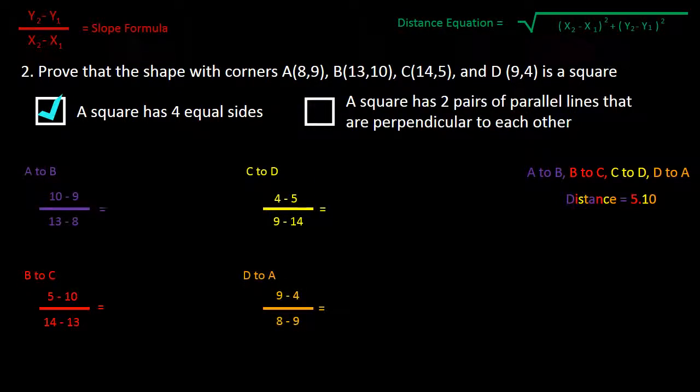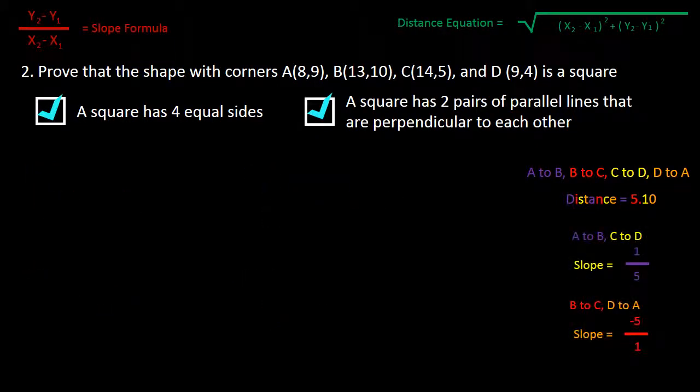Using the slope formula, y2 minus y1 over x2 minus x1, we can easily find the slope between any 2 given coordinates. We can observe that line AB and line CD are parallel, as well as line BC and line DA. We can also see that lines AB and BC are perpendicular because of their negative reciprocal slopes, as well as lines CD and DA, etc. Now that we have mathematically proven shape ABCD is a square, I will draw it on a graph.